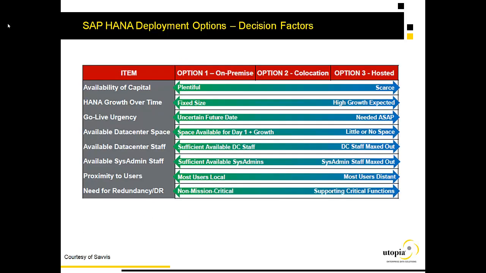So, last but not least, we can talk about, from the client's point of view, some of these decision factors. Your availability of capital. Again, we're going to move from left to right here. Option 1 on-premise, option 3 hosted. If you have high availability of capital, then you can probably lean to the left and buy your HANA server outright. If capital is scarce, then you're probably going to lean to the right and have it hosted.